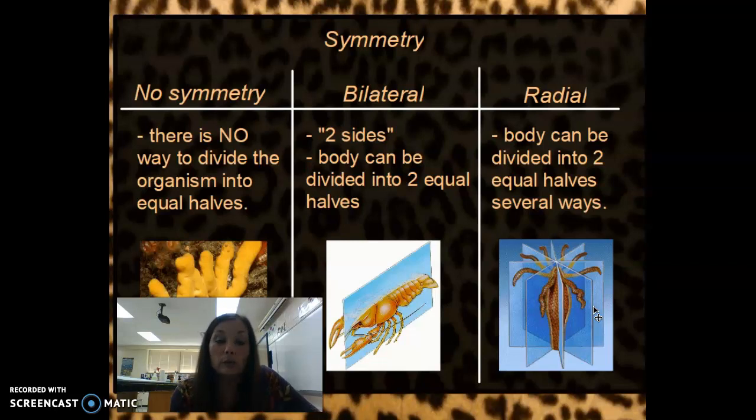Generally speaking, if the base of the organism is round, it'll work. Think of a pizza. If you just took a pizza out of an oven, there are many ways where you can cut that in half. That's called radial symmetry.